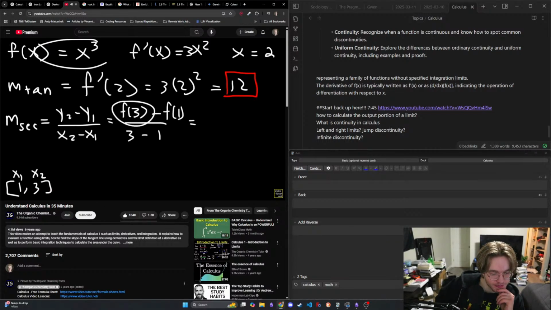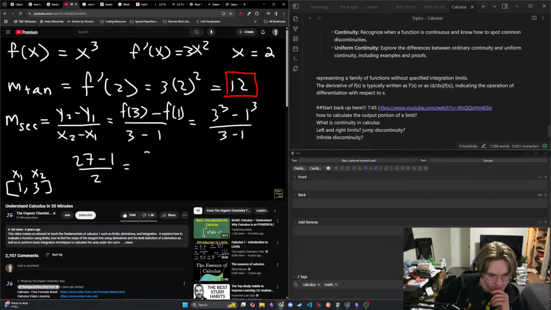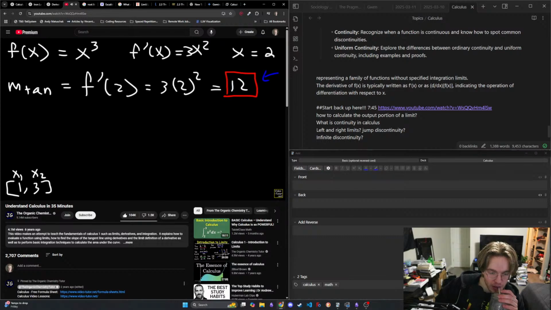So to evaluate f of 3, we need to plug in 3 into that expression. So this is going to be 3 to the third power, and f of 1 is 1 to the third power. 3 to the third is 27, 1 cubed is 1, 3 minus 1 is 2. So we get 26 over 2, which is 13. So this is not a bad approximation for the slope of the tangent line. As you can see, 12 and 13, they're not too far apart. I'm just going to write this down on the bottom for reference.